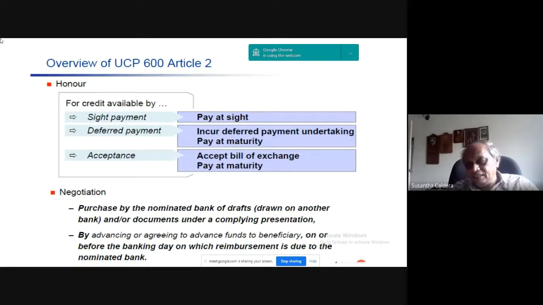HSBC Colombo and HSBC Dubai, two different banks. Same bank, we are branches, but two different banks.